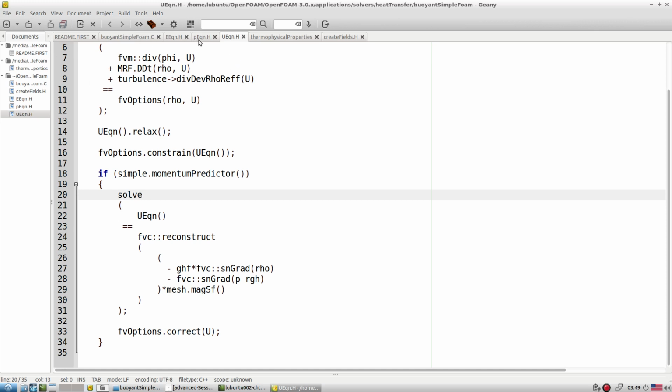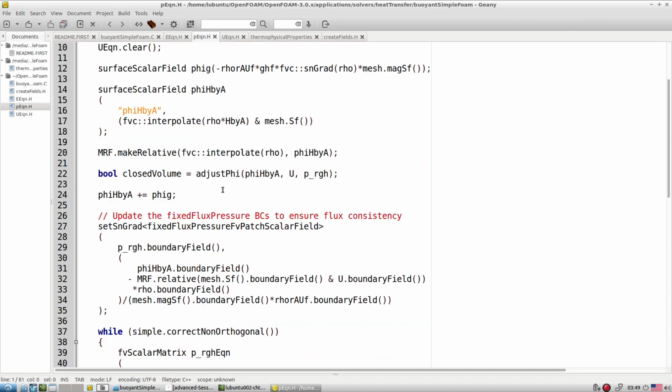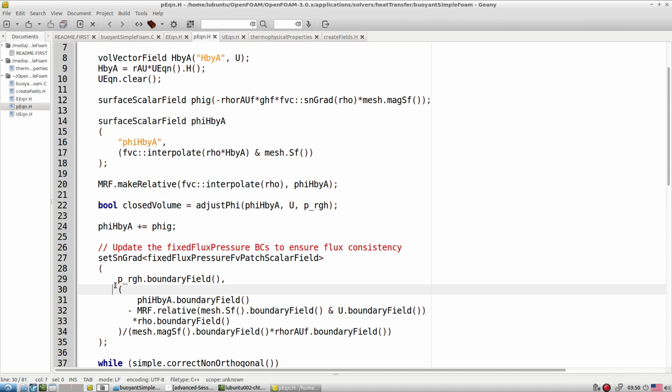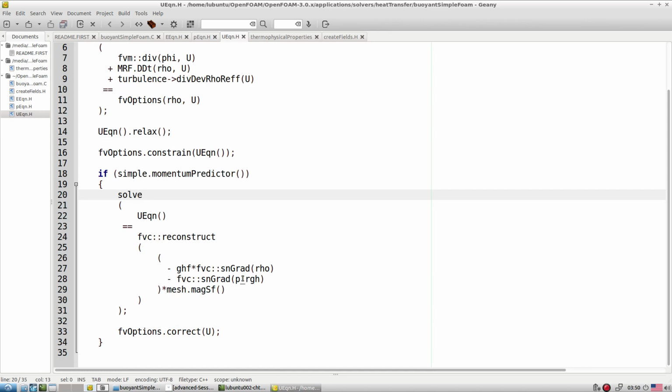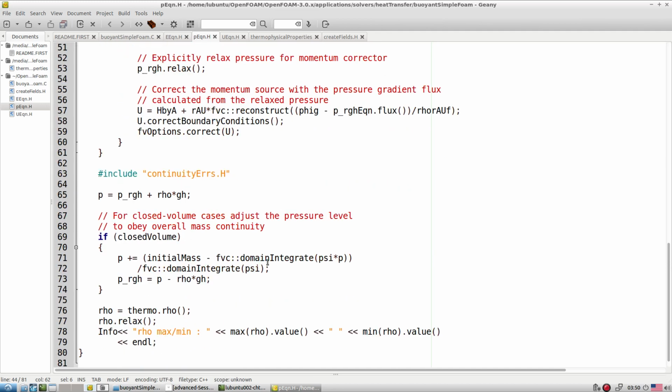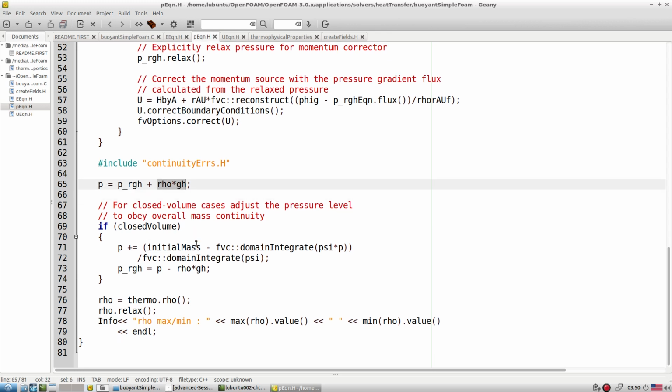Along with that, if you look at the P equations, in the previous cases we were working with the pressure, but now we are working with the dynamic pressure in place of the pressure. In the U also we are not working with the pressure, we are working with the dynamic pressure, which is nothing but P minus rho G. That is the different change you can see from here, and from here we are able to construct the pressure by dynamic pressure plus rho G, and we are able to get our actual pressure variable.